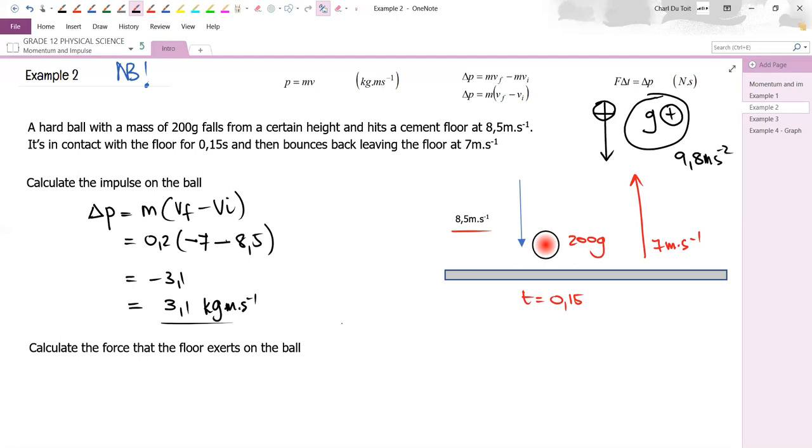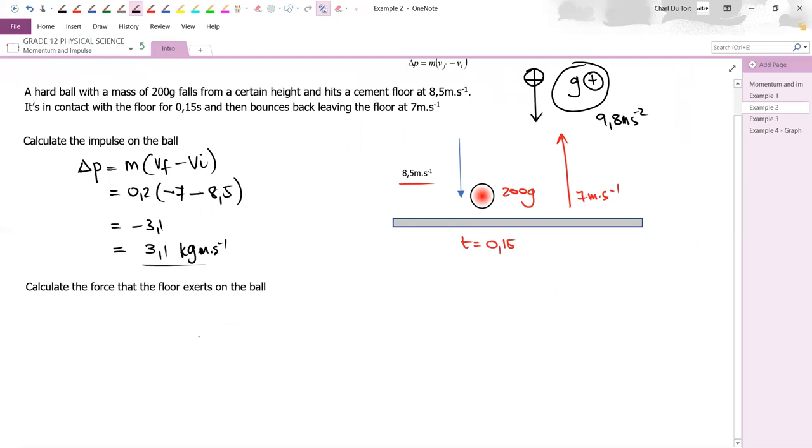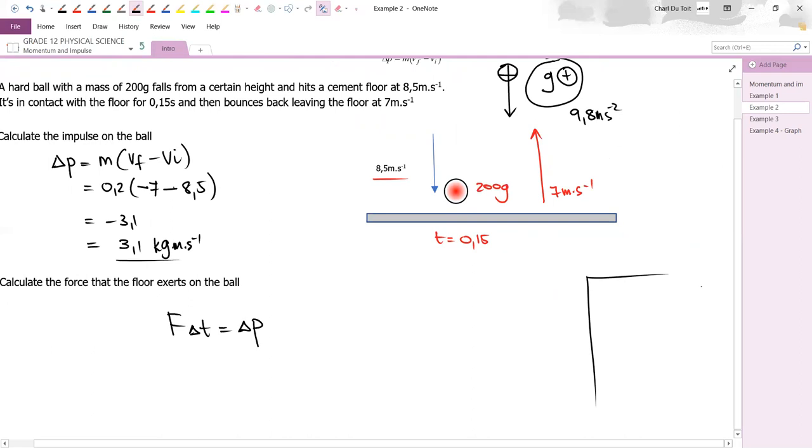Cool. Right, now I want you to be super sharp. Calculate the force that the floor exerts on the ball. Now, the formula looks like this: F delta T is delta P. But very important, going back to the previous example, make a drawing of that. If the ball is moving east or west, then my gravitational force, Fg, is perpendicular to the movement of the ball, so it's not applicable.